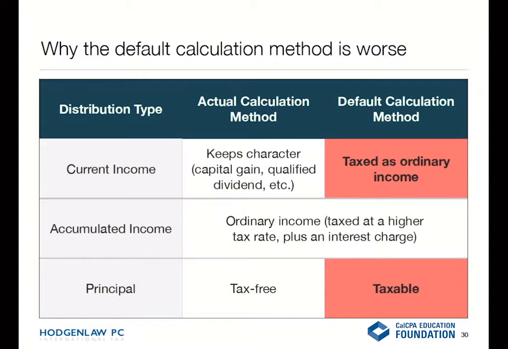The really bad thing about the accumulated income is that if it's been accumulating for a long time, the longer it's been accumulating, the higher the interest rate is, and ultimately the higher the interest charge is. So if you have a foreign non-grantor trust that's been sitting around for a really long time, this accumulated income section, with the interest charge, can actually lead to some really bad tax results.